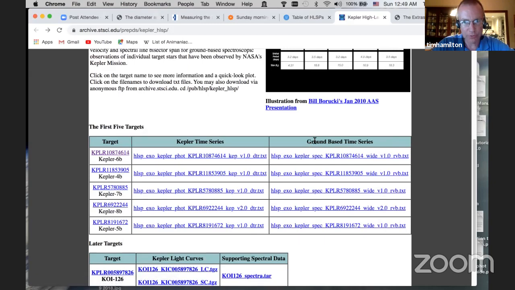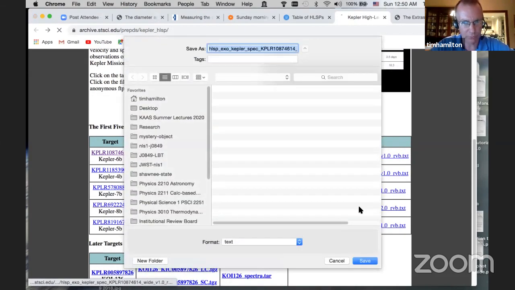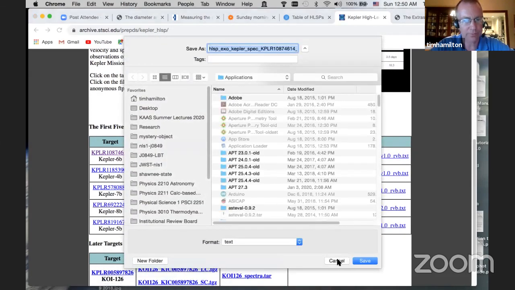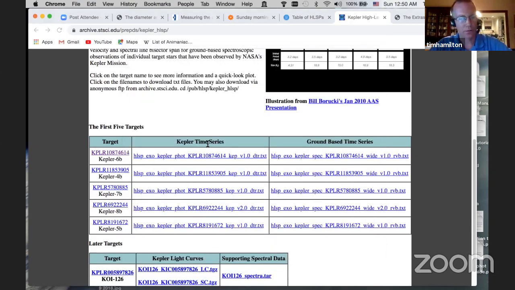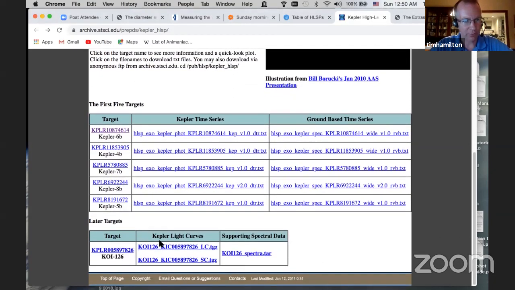And I'll show you that there is also what's called a ground-based time series, which is actually the Doppler shifting, the radial velocity data for the same star. We'll get to that later. But go ahead and download this file as well, and we'll load it up next. Okay, and down here they have some later targets, but we're not going to bother with it.